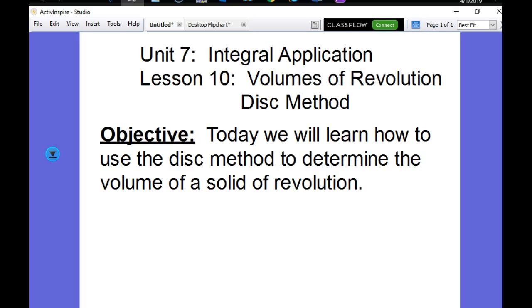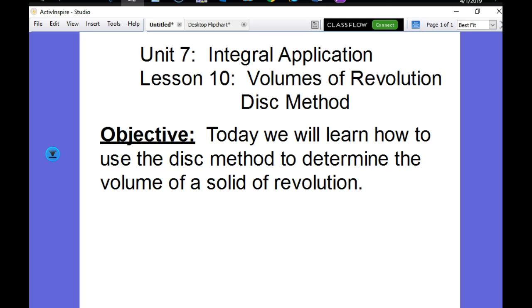Can just title this 7.10. But the way that I teach it is going to be very similar to what we've learned already with volumes of a solid with a known cross section. I teach it almost identical to the same way. Most teachers don't, but it actually is pretty easy. So we're going to just do it that way.